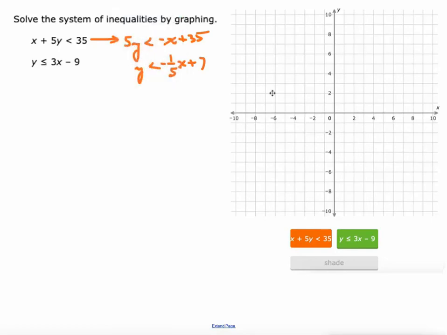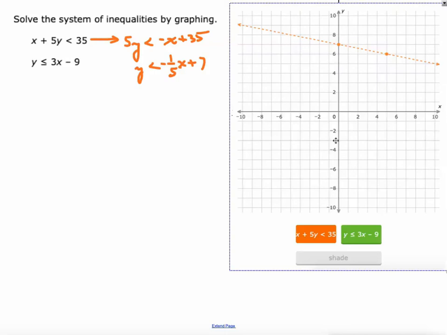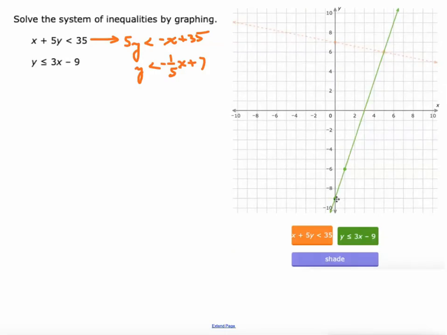So when I graph this, it's going to have a y-intercept of 7 and a slope of -1/5, meaning down 1, right 5. Notice it is a dashed line because it's just less than, it's not less than or equal to. The second one, thankfully, makes our work a lot easier, is in slope-intercept form. It's going to have a y-intercept of -9 and a slope of 3. Y-intercept of -9, slope up 3, right 1, solid line, because all the points on that line are solutions to the inequality. The or equal to tells you that.